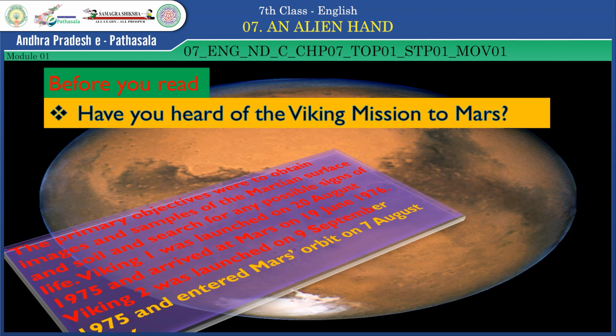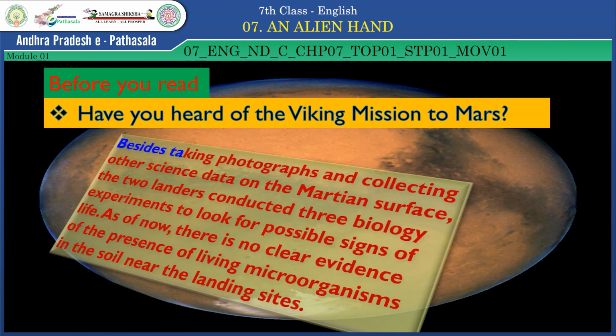Viking 2 was launched on 9th September 1975 and entered Mars orbit on 7th August 1976. Besides taking photographs and collecting other science data on the Martian surface, the two landers conducted three biological experiments to look for possible signs of life. As of now, there is no clear evidence of the presence of living microorganisms in the soil near the landing sites. Now, children, we are entering into Comprehension 1 of the lesson.